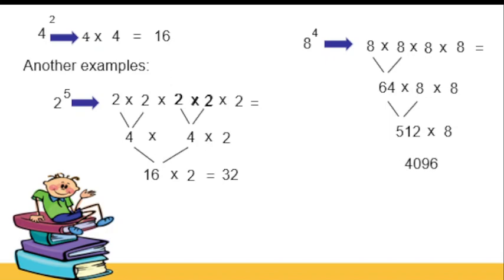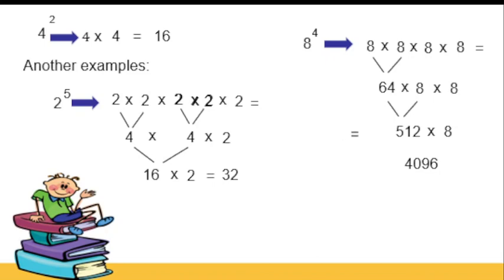4096. Again, 8 to the 4th is the exponential form. The 8 times 8 times 8 times 8 is the expanded form. And the 4096, that is the value of 8 raised to the 4th power.